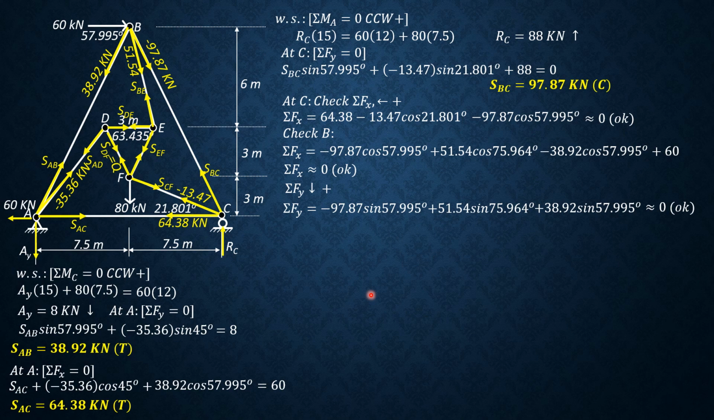So there is another method. I hope that you also experience this, but it needs your skills in math, analytic geometry. So I'll present it on the next slide. Another solution, you might like this solution. Let's only check the forces in members AD, CF, and BE: negative 35.36, 51.34, and negative 13.47. Then after we know these forces, the procedure for determining the other members will be the same.